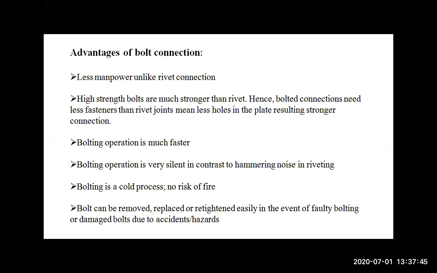Now, the advantages of bolted connection. What is a bolted connection and why can we use it? There are many advantages of bolted connection. In the last semester you were asked the question: explain the advantages and disadvantages of bolted connections. So you have to write like this: these are the advantages and these are the disadvantages. Meanwhile, you can write fast.